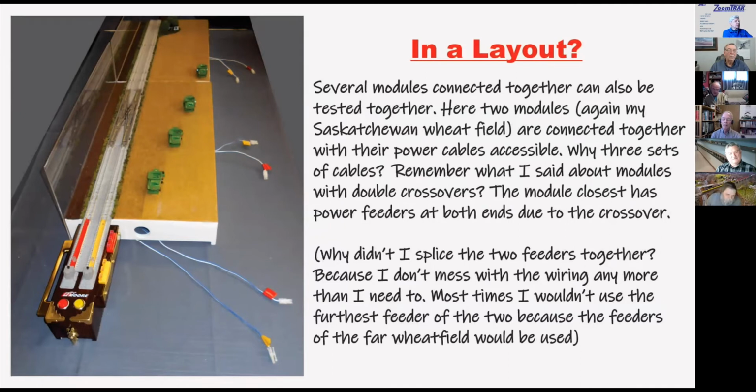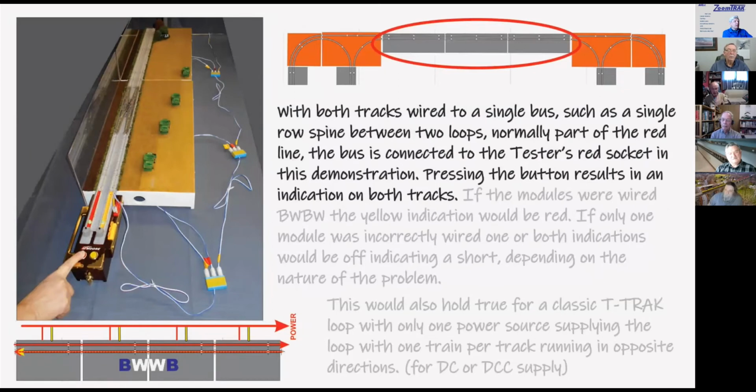Why 3 sets of cables? Remember what I said about modules with double crossovers? The module closest has power feeders at both ends due to the crossover. Oh, and why didn't I splice the 2 feeders together? Because I don't mess with the wiring any more than I need to. Most times I wouldn't use the farthest feeder of the 2 because the feeders of the far wheat field would be used instead.